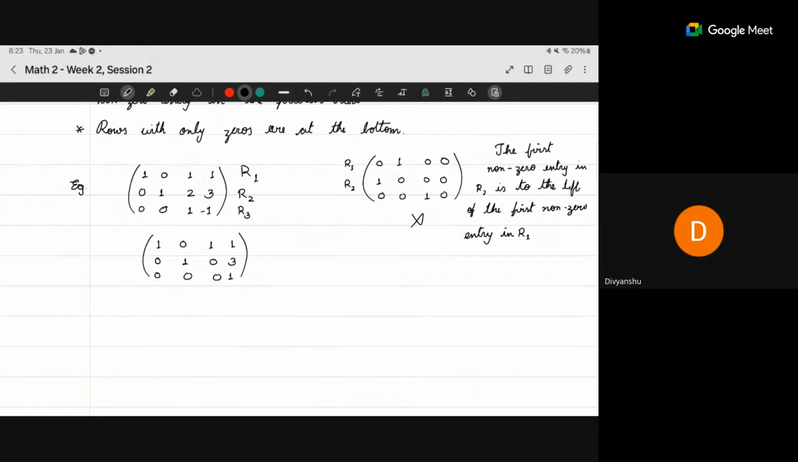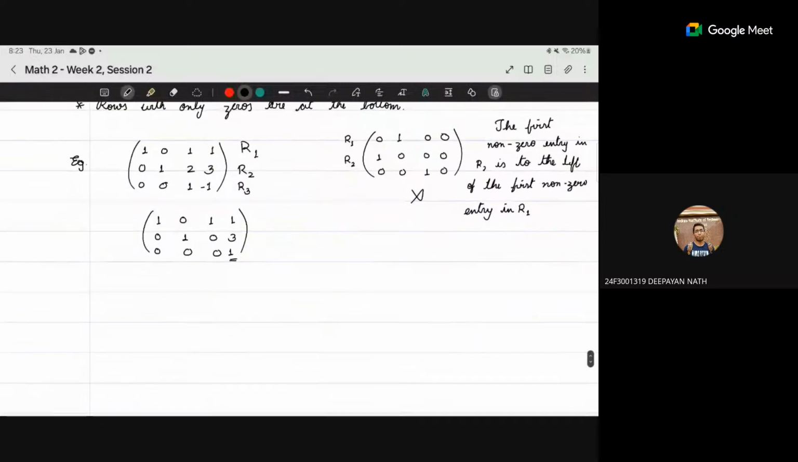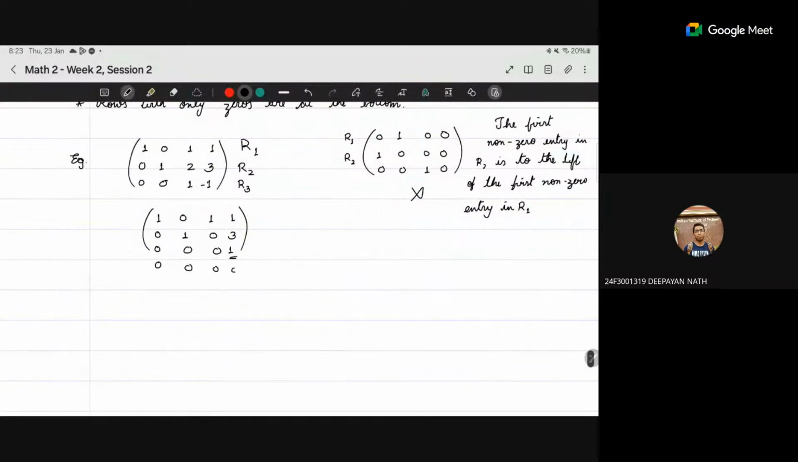form something close to an upper triangular matrix. An upper triangular matrix makes sense only in the context of square matrices, correct? But in this case, it just says that when you compare it to the previous row, this has to be to the right of it. And rows with only zeros are at the bottom.